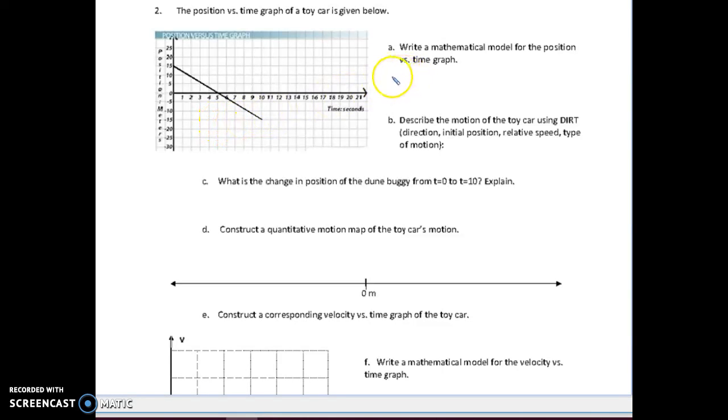Hi, this video is intended to help you start practice set 4 for Unit 1, the constant velocity model. It gives you a position versus time graph for a toy car and asks you to write the math model for the position versus time graph.